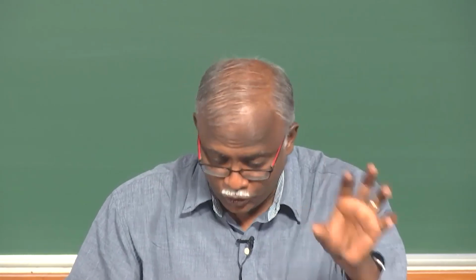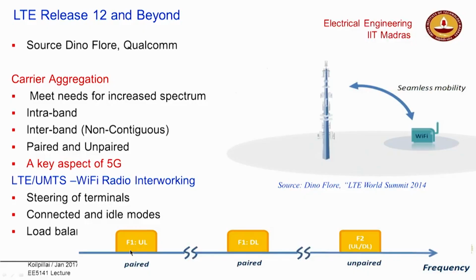The spectrum that is available today in 2G and 3G is scattered in different frequency bands: the 800 band, the 1900 band, and the 2.3 gigahertz band. Then there is the aggregation of carriers. Typically if you want 10 megahertz, you like to have all 10 megahertz contiguous. But if you don't have 10 megahertz contiguous, can you aggregate carriers from different frequency bands? And that is also being talked about.